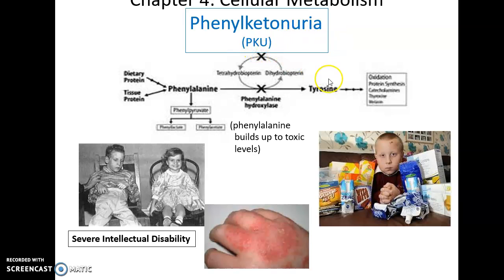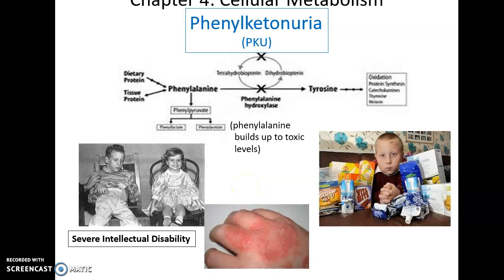Phenylketonuria, PKU, is a genetic disorder where an enzyme in one of the metabolic pathways in the human body is defective. And as a consequence, the amino acid phenylalanine builds up to toxic levels. And this is very bad. Basically, before people understood how it worked, people who had PKU would end up becoming severely intellectually disabled and would suffer some physical issues as well, such as rash outbreaks.